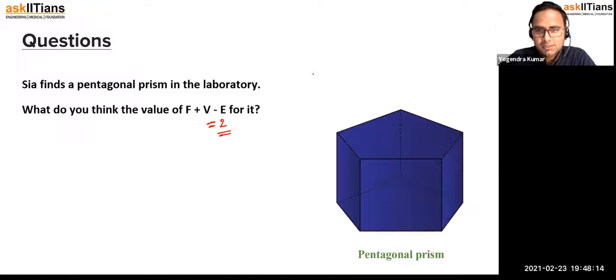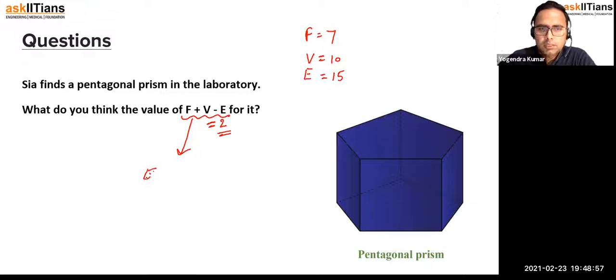How many faces are there? Count it. Okay, let me write down faces. Faces are how many? One top, one bottom. 1, 2, 3, 4, 5. So how many? 7, right? I hope I wrote it correctly. Verified. How many vertices are there? 1, 2, 3, 4, 5. 5 down. So can I write down 10? How many edges are there? 1, 2, 3, 4, 5. 5 down. And 5 edges are there, right? Here. So 15, right?